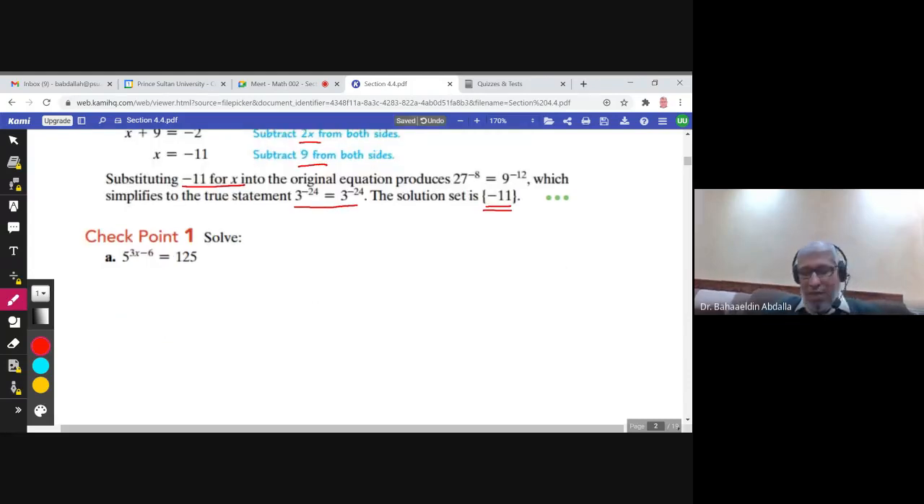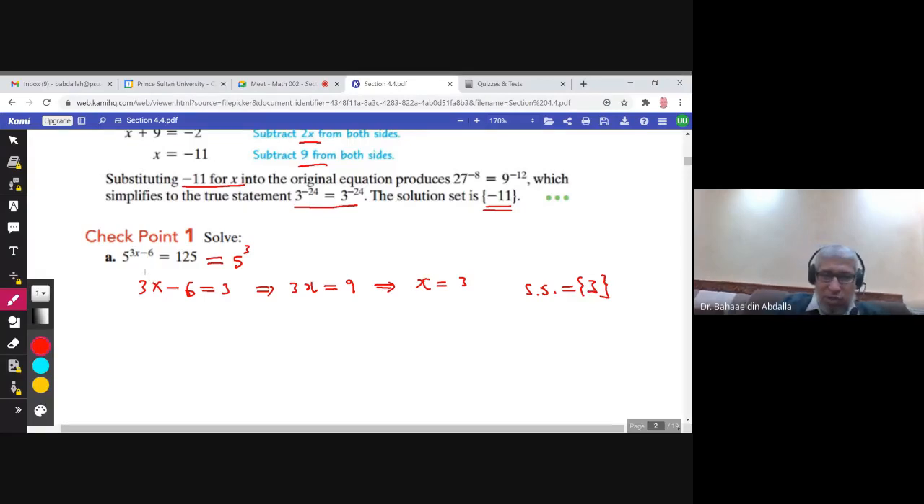Let us solve some questions. Here the base is 5. 125 is 5 to the power 3. You can check by the calculator that 5 times 5 times 5 is 125. So 3x minus 6 would be equal to 3, and we add 6 to both sides. 3 plus 6 would be 9, and we divide by 3, so x would be 3. You can check your answer, and you will find that 3 is the solution of this equation.